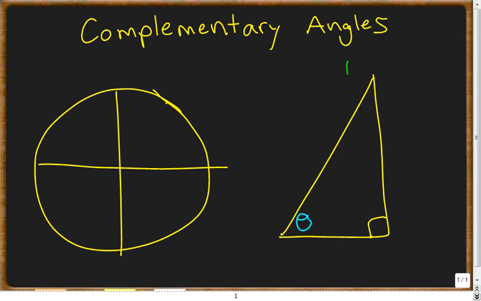So the other angle, we would know if both of these angles have to add up to be 90, we would call it 90 minus theta or 90 minus x. Because when we add those two things together, we would get 90 degrees.